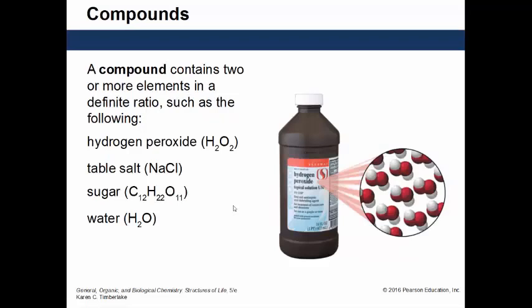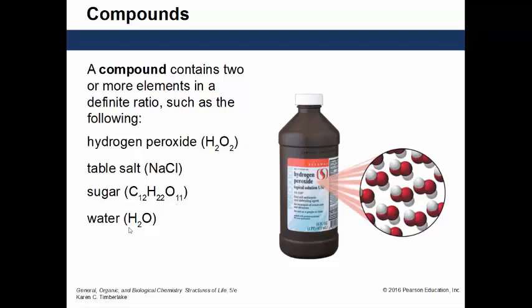And again, in compounds, it has to be at least two elements, and there's no limit on how many there can be, but there has to be at least two elements that combine. And they combine in a very fixed ratio. And here's some common examples. Hydrogen peroxide, H2O2, table salt, sodium chloride, sugar, C12H22O11, and then water, H2O.